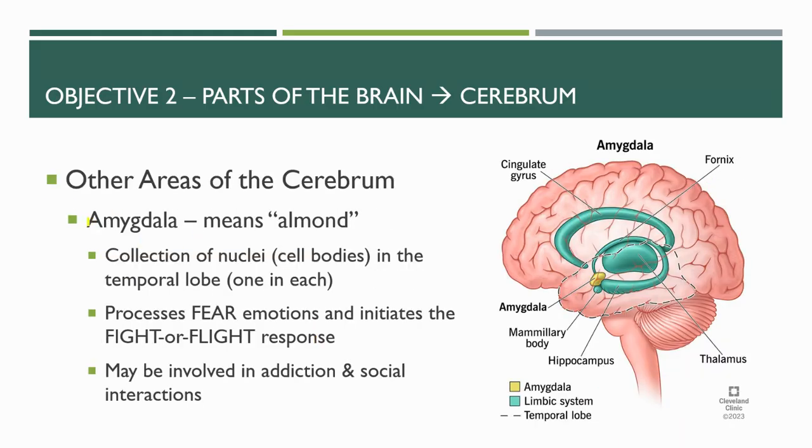And we also have the amygdala. Okay, and we can see that it is also going to be in the temporal lobe, and so there's going to be two of those as well. So here you have your hippocampus, here you have your amygdala, and so it's a cell body collection. It's nuclei in the brain, and what they do is they process fear, emotions, and they help to initiate that fight or flight response in the sympathetic nervous system.